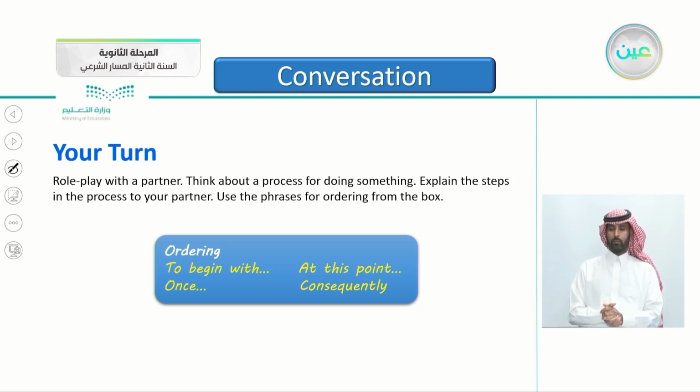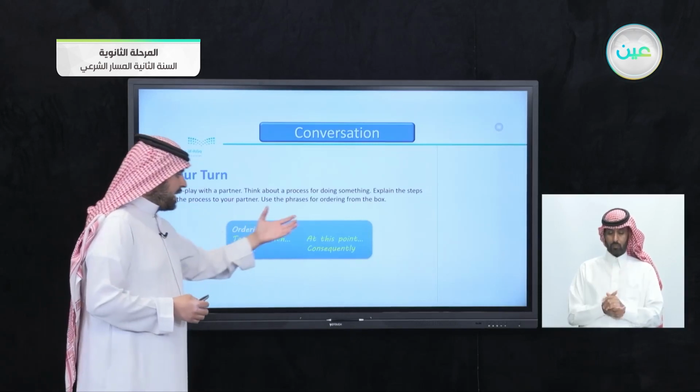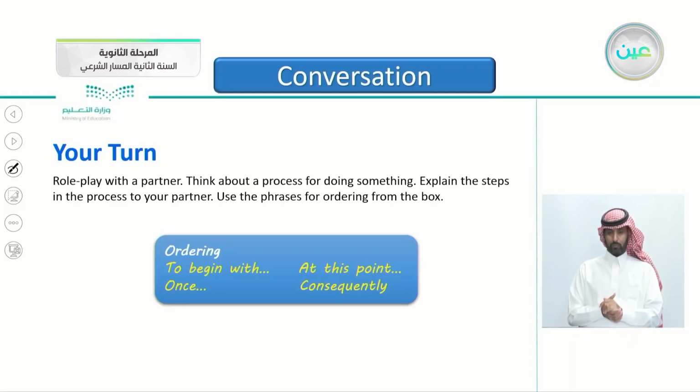Use the phrases for ordering from the box. You try to use these words to help you put the steps in the order that you want. Again, to begin with, you write this in the beginning. Or once, at this point, consequently. Consequently means one thing happened because of another event.